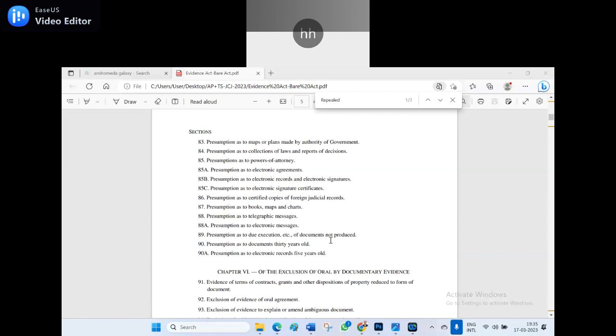And what about the electronic messages? And the presumption as to electronic agreement. Yes, telegraphy. Of course, now the telegraphy messages are not there. Telegraph is no more used now. Am I right? Yes, sir. Did you see the telegraph? No, sir. Yeah, by the time you were not born.